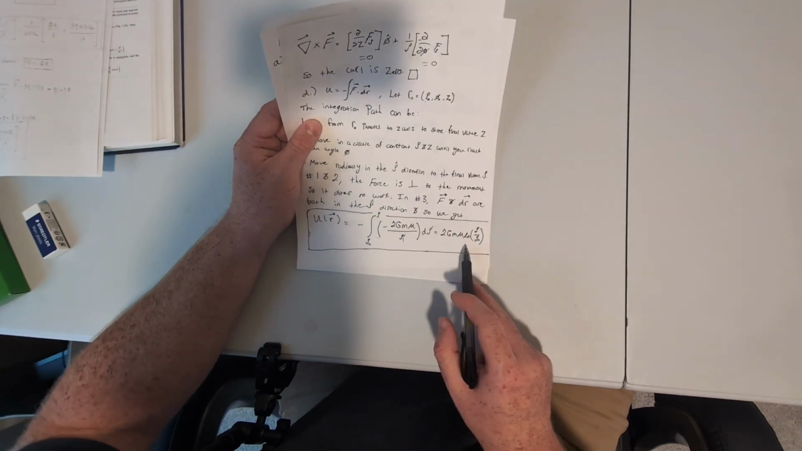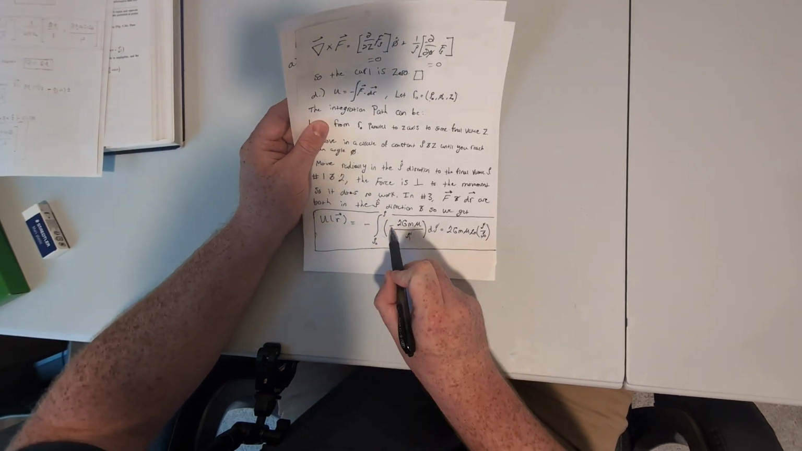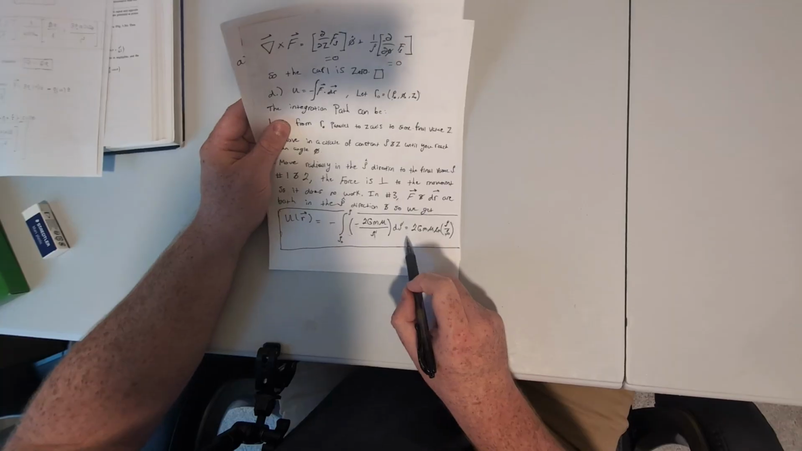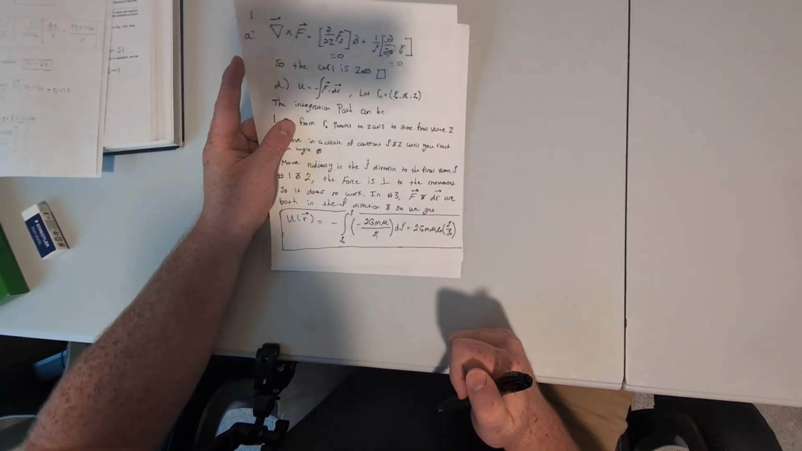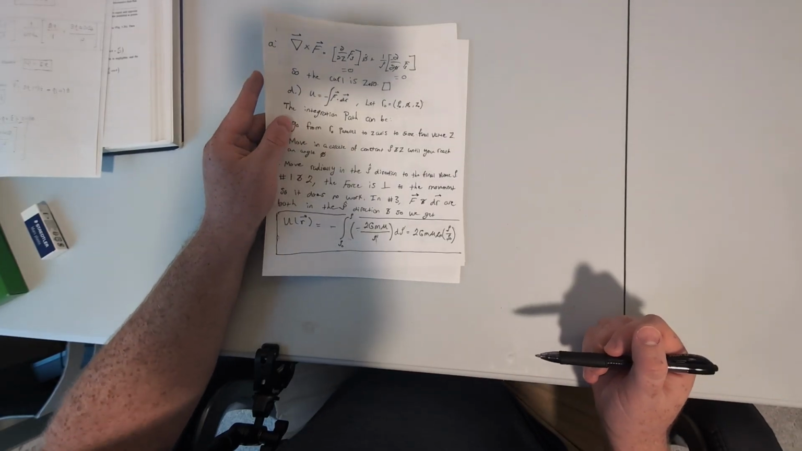So our final potential function: the negative sign here cancels the negative sign out there. You get a positive 2g mu natural log of rho over rho naught. And that is our final potential function.